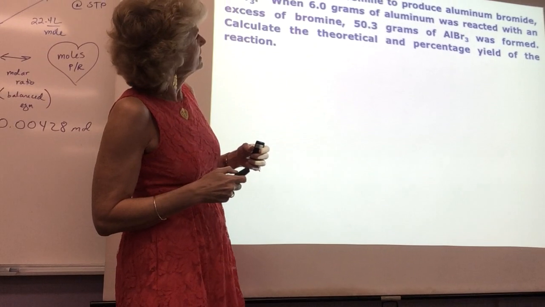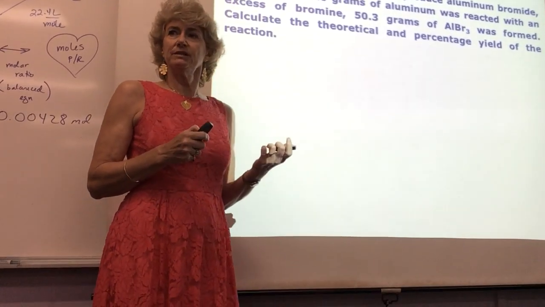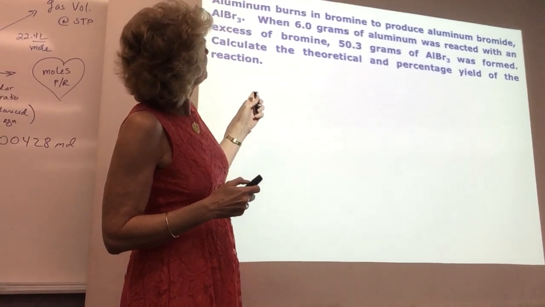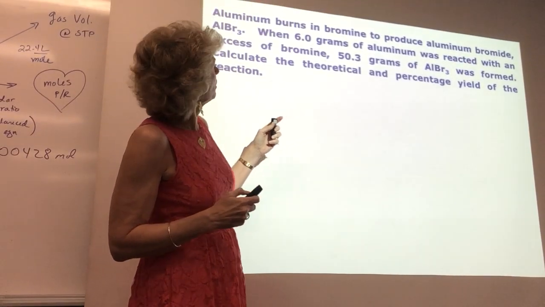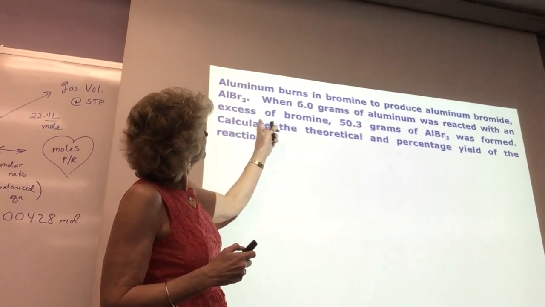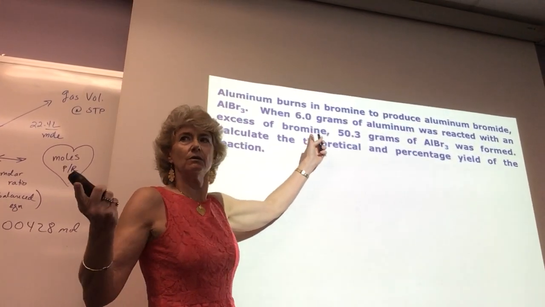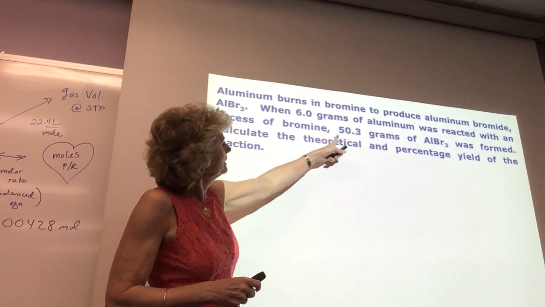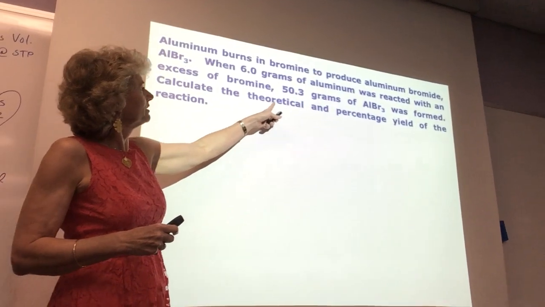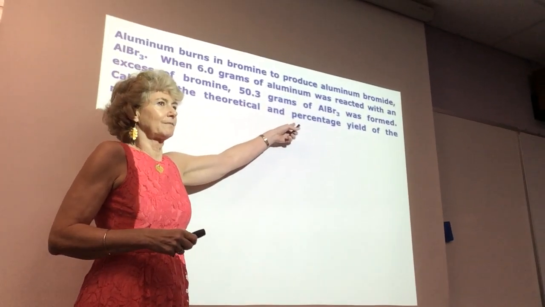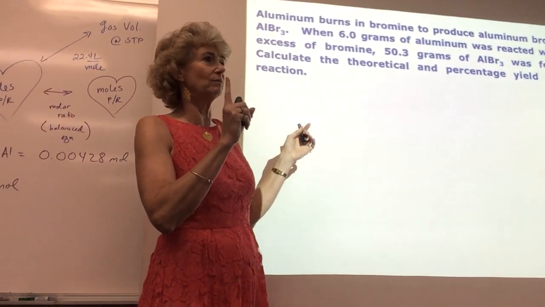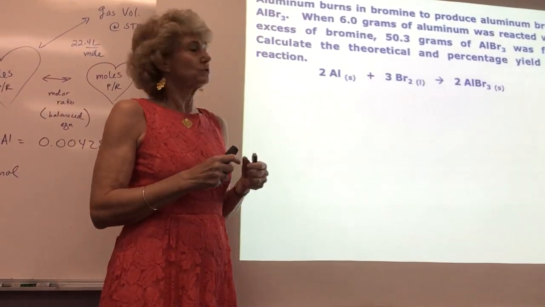Do I have another one? I do, but I don't know that we need to keep going. Do you want me to do another one? Yeah. Aluminum burns in bromine to produce aluminum bromide. When 6 grams of aluminum reacted with an excess... Oh, well, this one's telling you there's plenty of bromine. That much. Oh, but look, it wants the theoretical and percent yield. So it's something else. But it's not a limiting reactant problem because there's only one ingredient, one amount given to you. So first write the balanced equation.